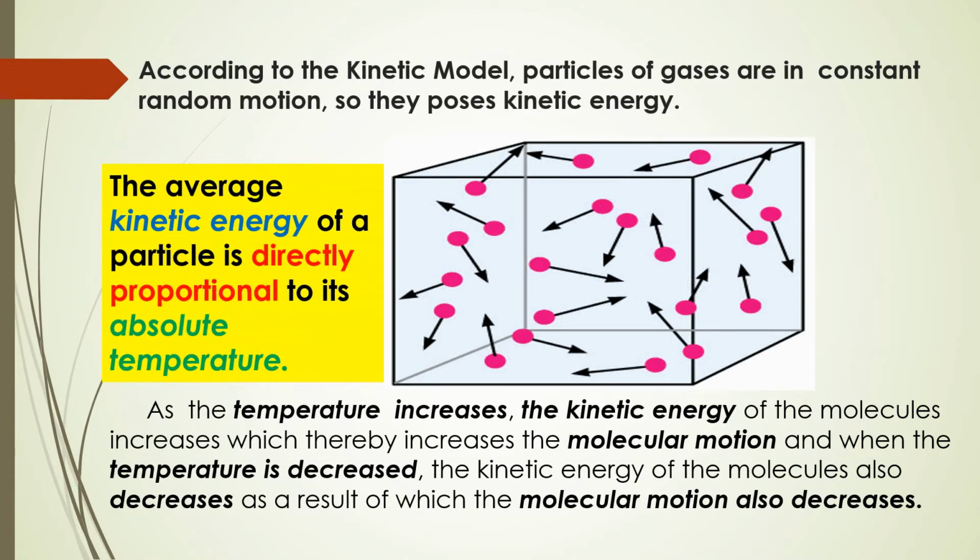Hence we can conclude that the average kinetic energy of a particle is directly proportional to its absolute temperature, the temperature of the gas. More the temperature, more the kinetic energy. Lesser the temperature, lesser will be the kinetic energy. And more the kinetic energy, more will be the molecular motion. Lesser the kinetic energy, lesser will be the molecular motion.